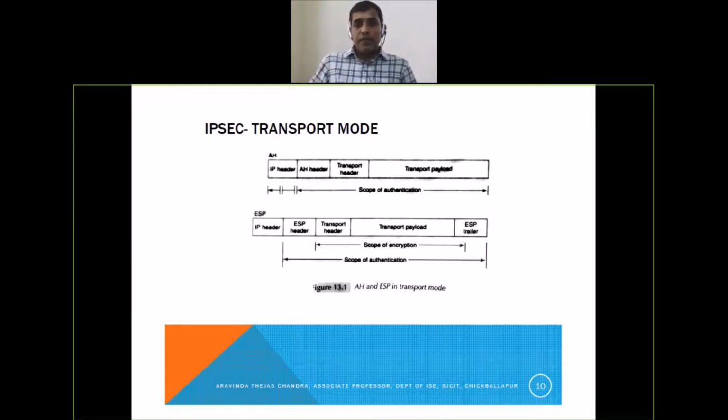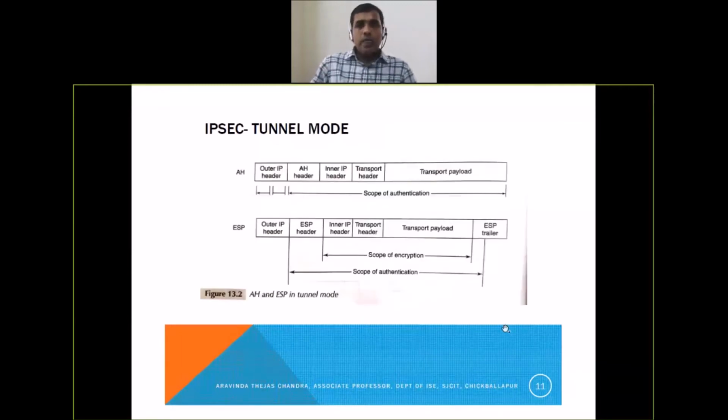To understand the scope of authentication or scope of encryption: scope of authentication means the HMAC is applied to which fields? For AH, from the AH header to the transport payload, the HMAC algorithm is applied. For ESP, the scope of authentication is the ESP header, transport header, payload and ESP trailer; for all these fields, the HMAC algorithm is applied. So this is how transport mode works in IPsec.